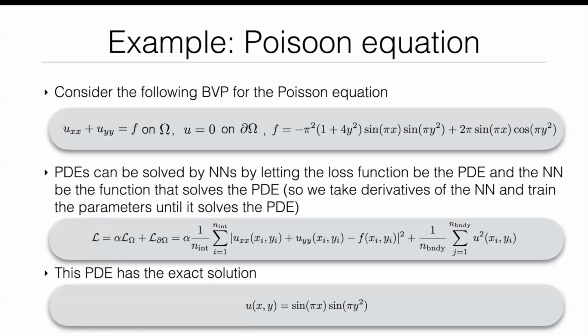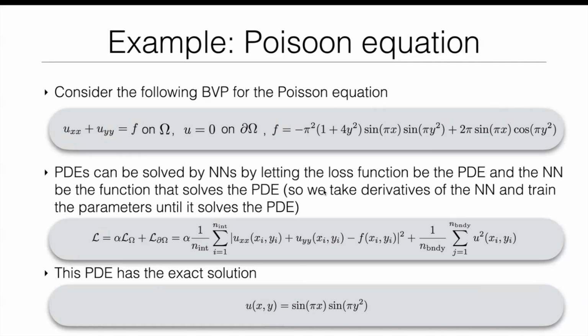So we took the 2D Poisson equation here, which is the double derivative in x plus the double derivative in y is equal to some function f on a domain. And for f, we chose this function. The reason why we chose this complicated function is because in this case, the solution looks very nice. In this case, the solution is just a product of sines.